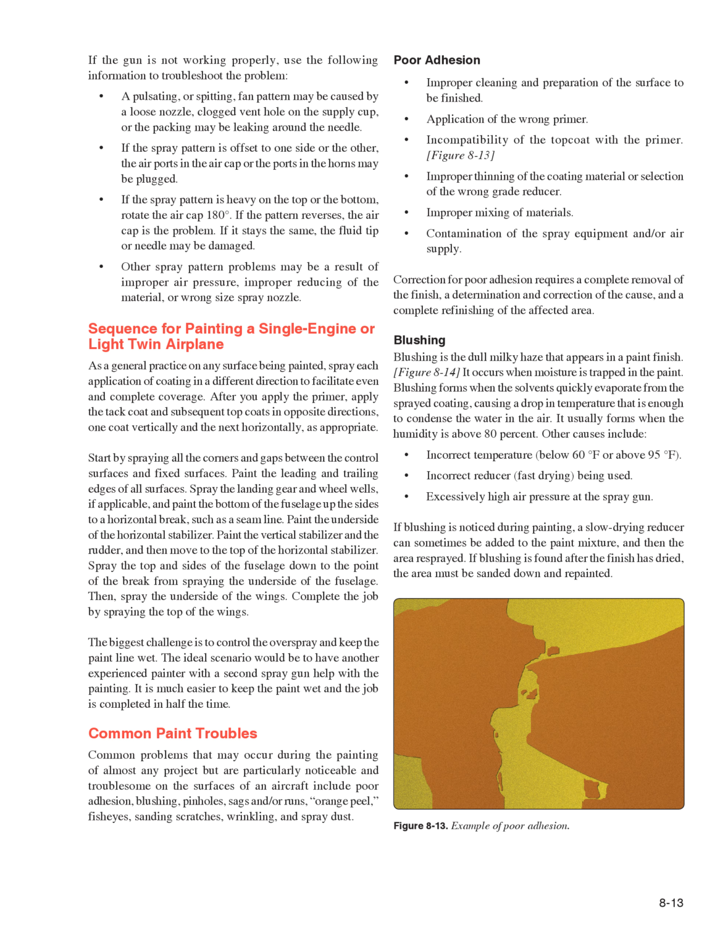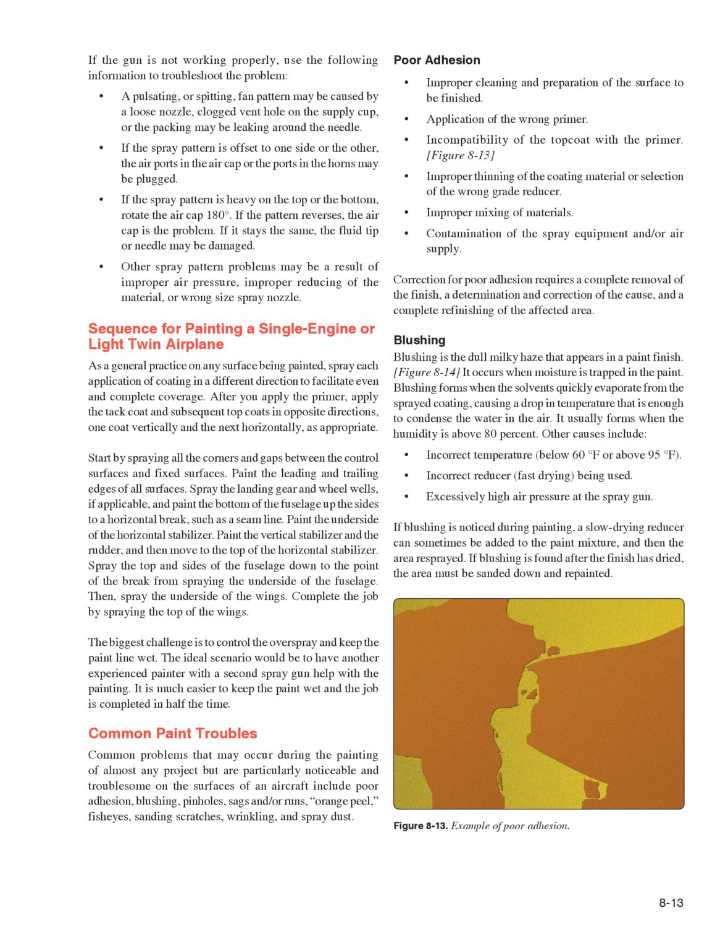Correction for poor adhesion requires a complete removal of the finish, a determination and correction of the cause, and a complete refinishing of the affected area. Blushing. Blushing is the dull milky haze that appears in a paint finish. It occurs when moisture is trapped in the paint.